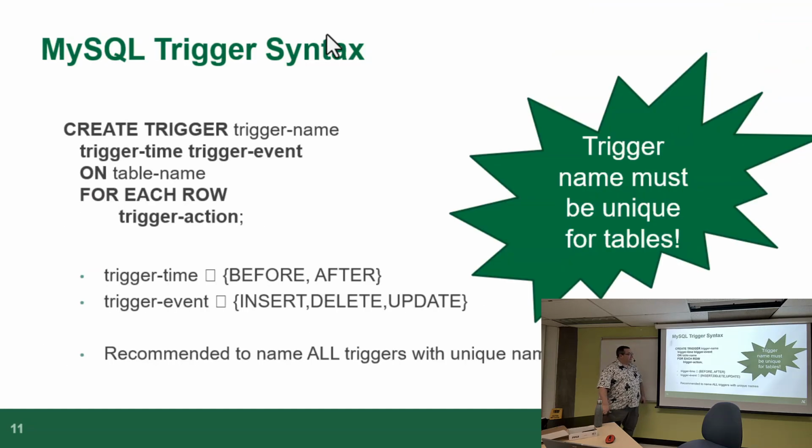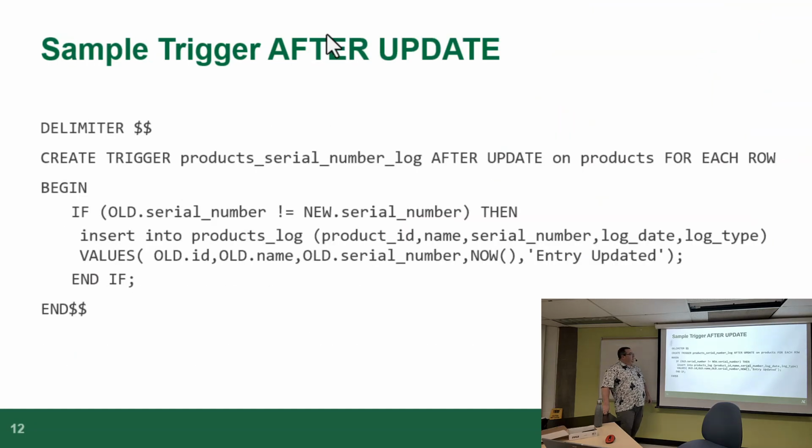All right, so syntax time. Here's an example right here. It shows everything you need to know, and the language is very similar to what you've been seeing. Check the delimiter. Create trigger product_serial_number_log after update on products for each row. So the trigger is called product serial number log. After update: after the record has been committed to the database, this trigger needs to fire.